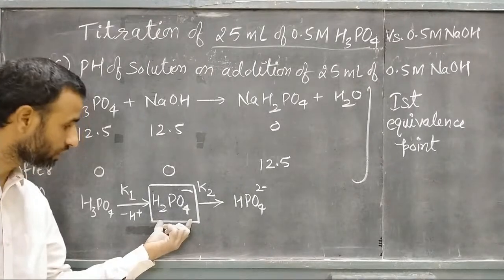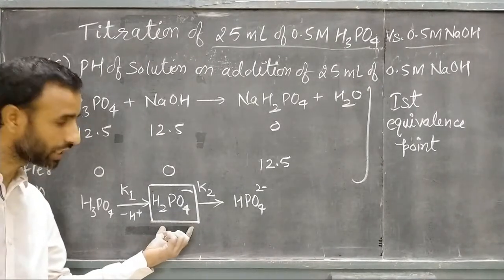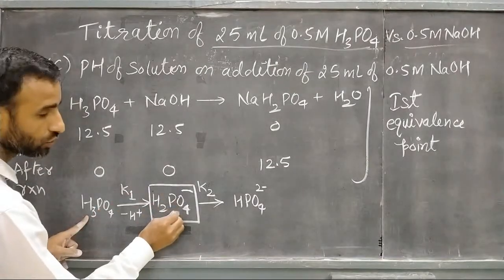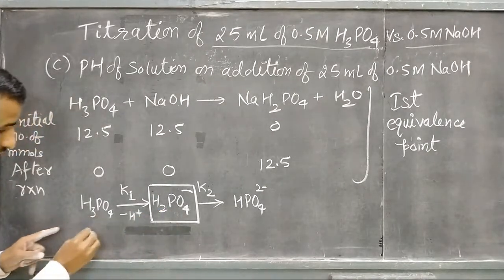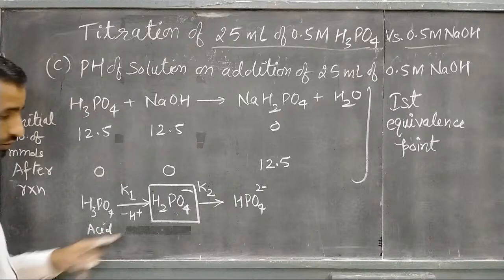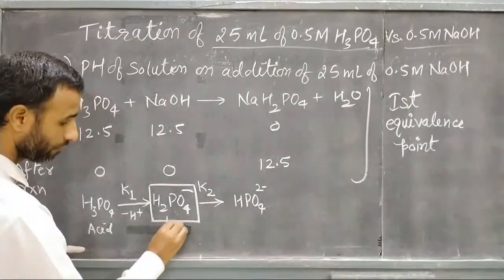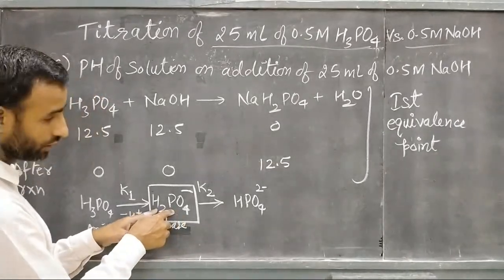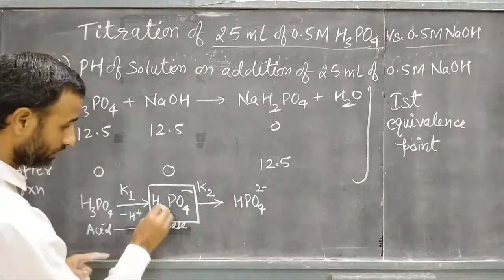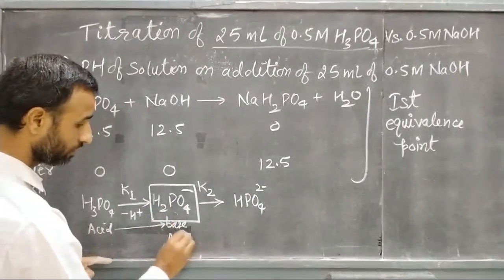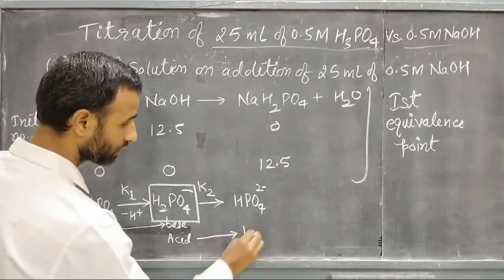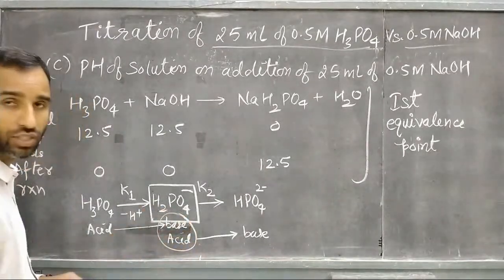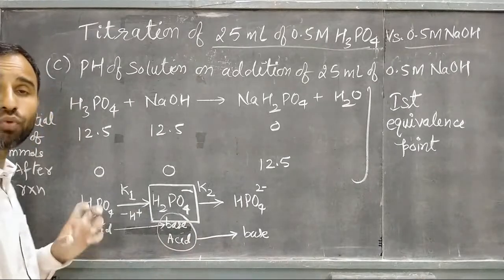It can act as a base, and it can act as an acid, because when phosphoric acid is converted into H2PO4 negative, this acts as a base, obviously. But when H2PO4 negative is converted into HPO4 2 negative, it acts as an acid, and HPO4 2 negative acts as a base, right? So it is a base as well as an acid, and such species are called amphoteric.